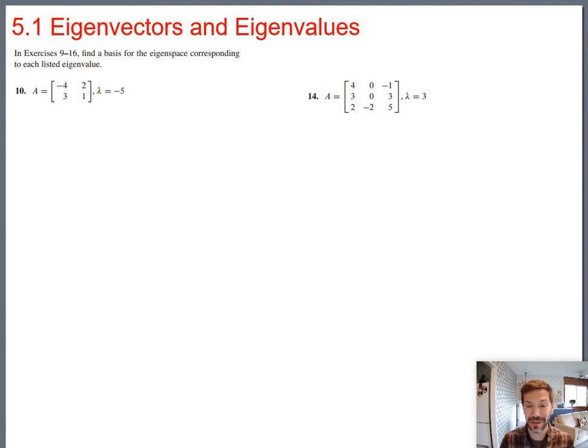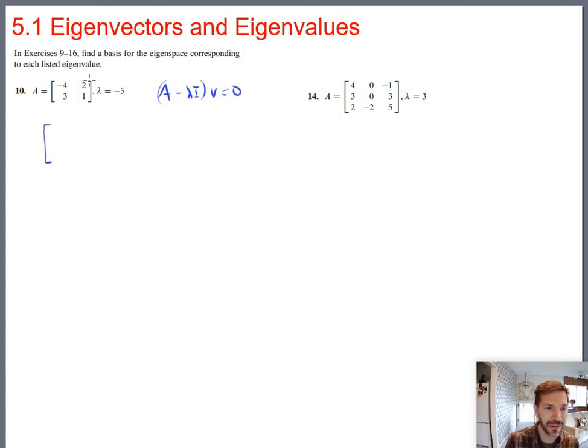And here they're really just asking you to do what we did for number 2. So they're saying, find a basis for the eigenspace corresponding to the listed eigenvalue. So this time they're saying, yeah, it definitely is, and let's figure out what it is. So same idea, we are trying to solve (A minus lambda I) times v equals 0.